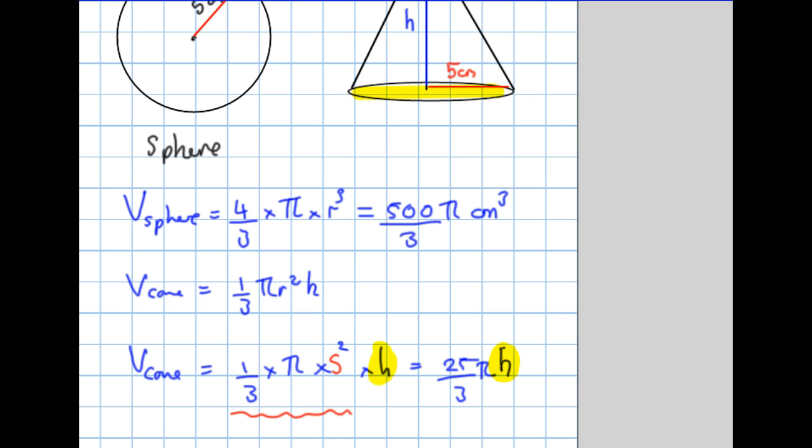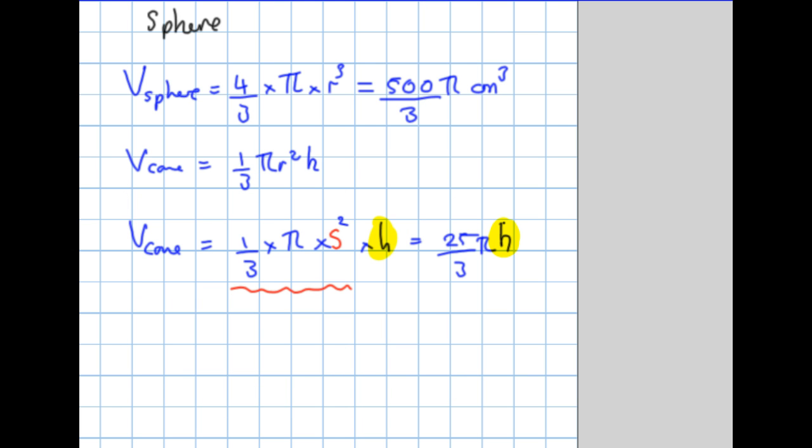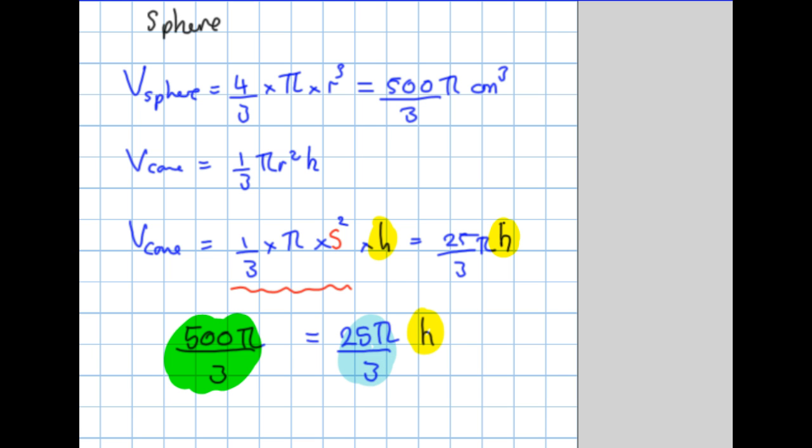Now, all we have to do is equate the two. So let's have a look. Here's the volume of the plasticine, 500 pi/3 centimeters cubed. All the units are going to be centimeters cubed, so I don't need to put the units in, equals 25 pi/3 h, the thing I'm trying to find. Now, how do I find out what h is? Well, I divide the exact answer for the volume by 25 pi/3.